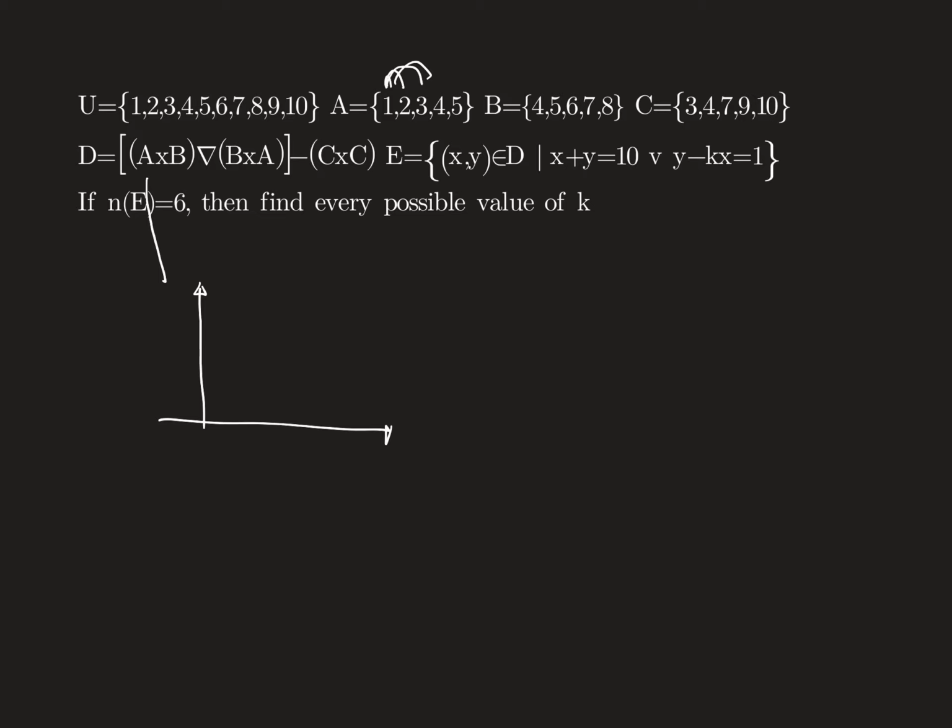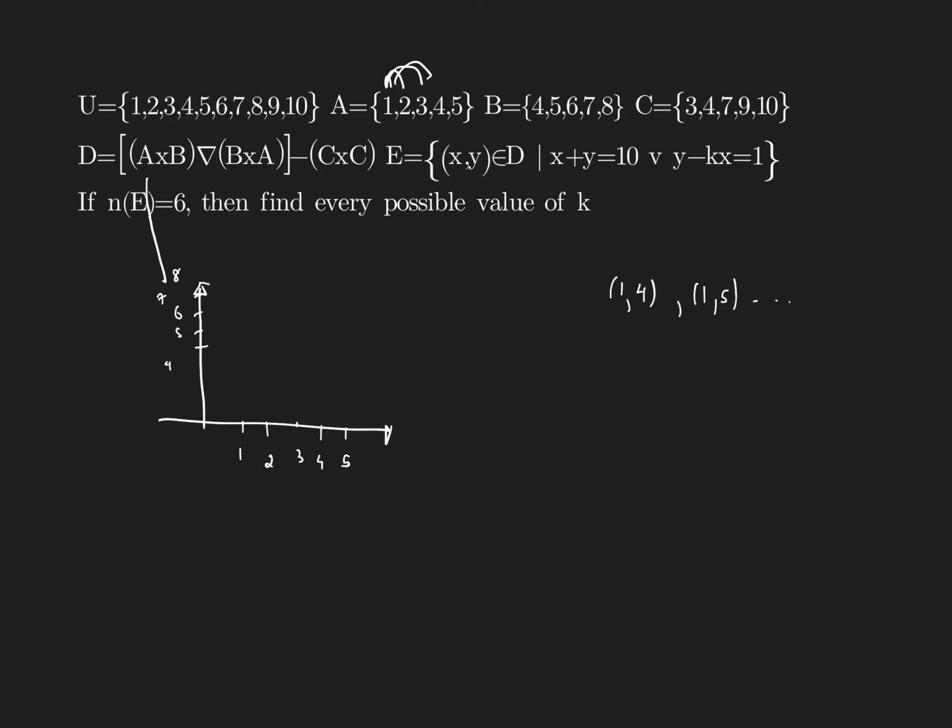Right, so A times B will be something like, first is (1, 4), second is (1, 5), and so on. But if I write that, it will be too long. So I'm going to try and plot the graph. For example, here's 1, 2, 3, 4, and 5. Also this one here. Suppose I do it as A times B, so I write 4 here, 5, 6, 7, and 8.